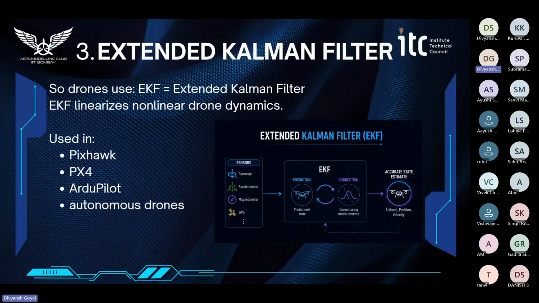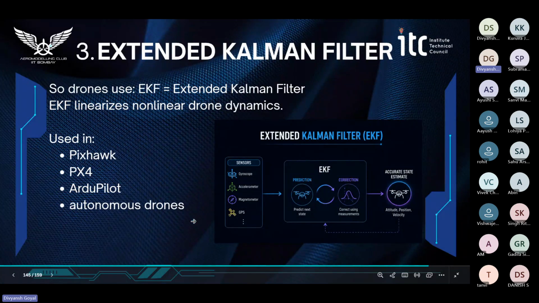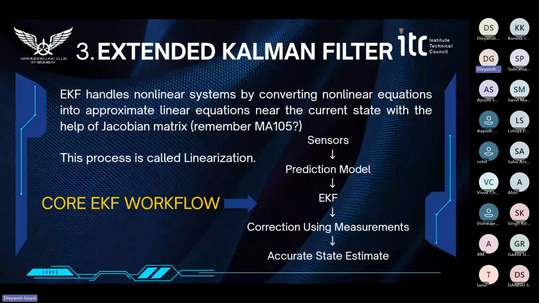So what EKF does is it linearizes the non-linear equations. For this, it uses some kind of Jacobian matrices that we have studied in our MA 105 courses. And this process is called linearization. So if we talk about the workflow of the extended Kalman filter, we have a sensor, and by our prediction model, we predict the next state.